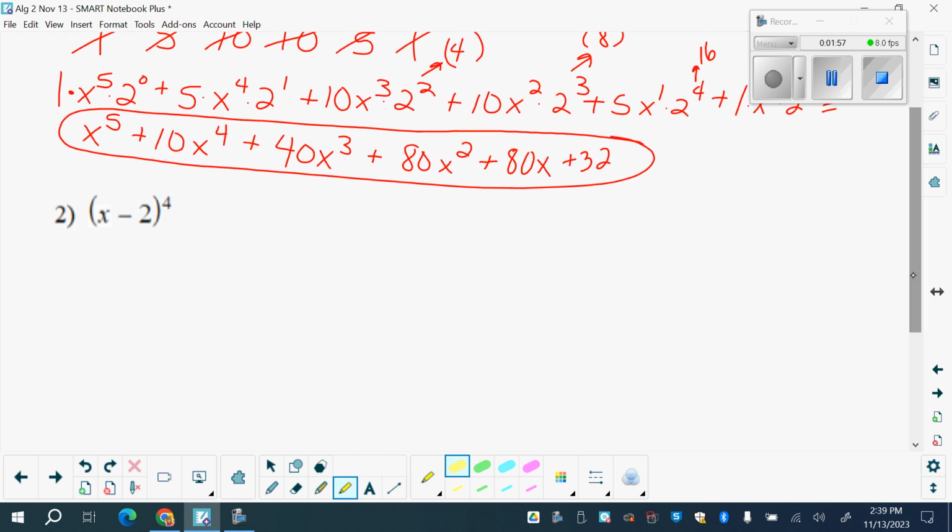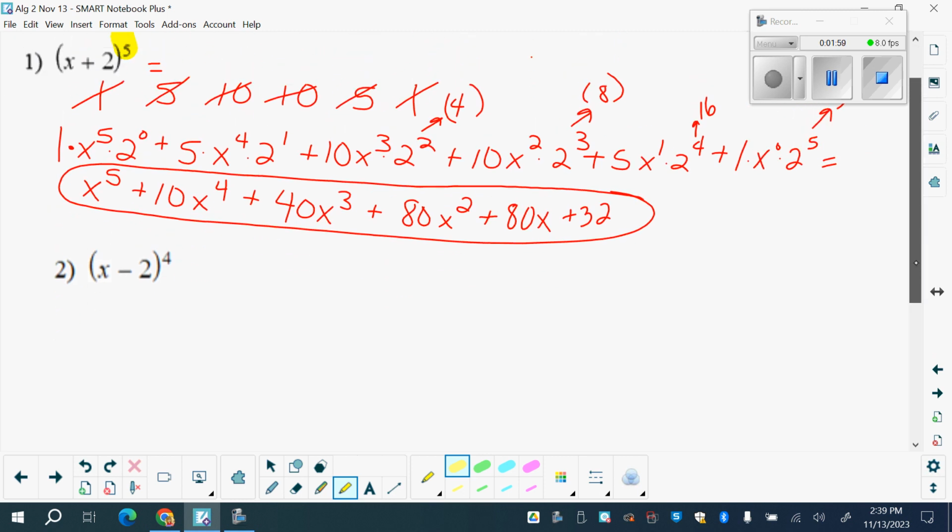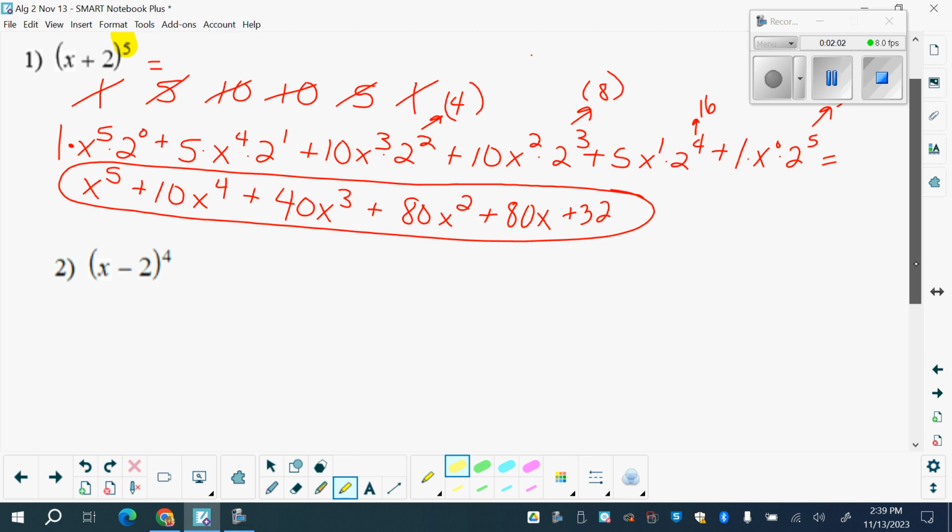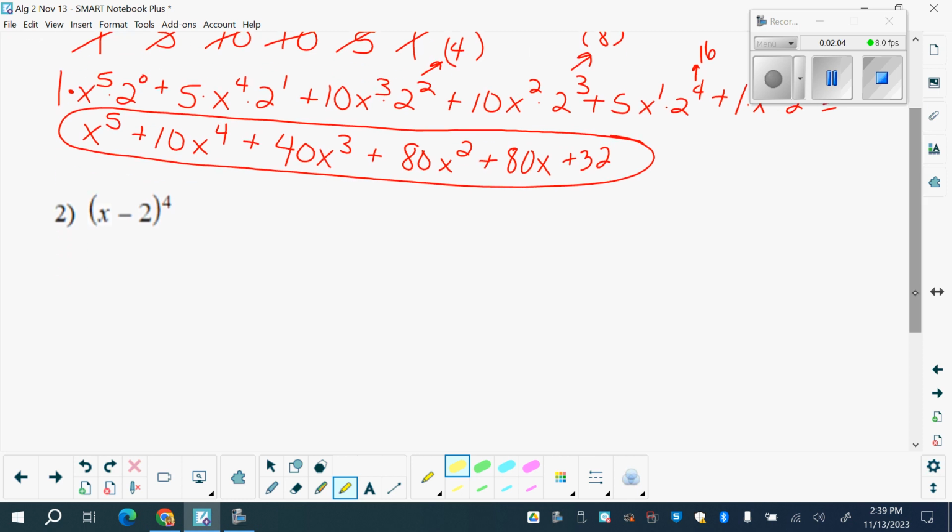So now we're going to do x minus 2 to the 4th. What's different? It is now subtraction. Is this the same as x plus negative 2 to the 4th? So we're going to do the same thing we did, except instead of putting just a 2 in here, we're going to put a negative 2 in place of the 2. So whenever you have a minus, you just have to put in a negative number. So we're going to go from the 4th row in Pascal's triangle, which is 1.